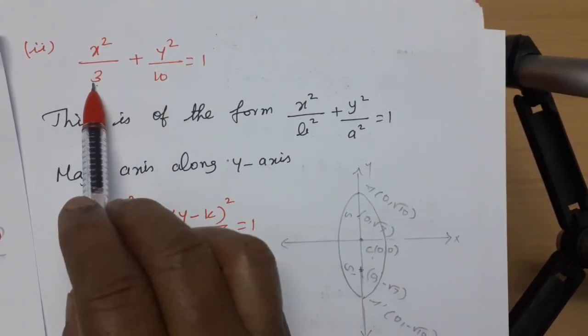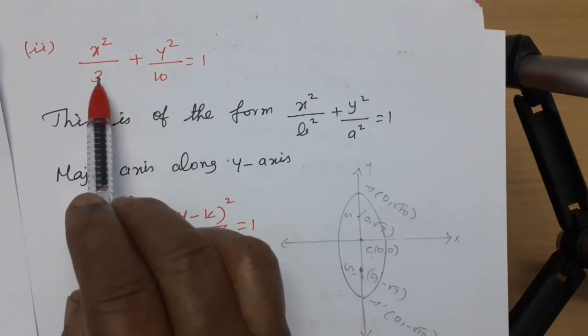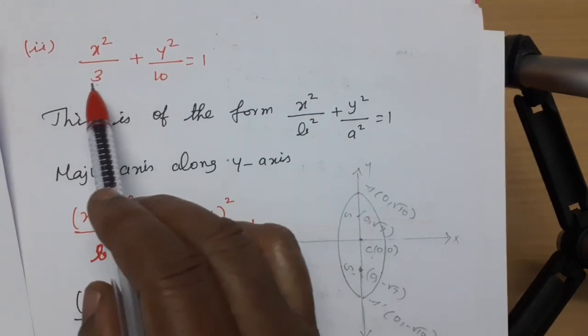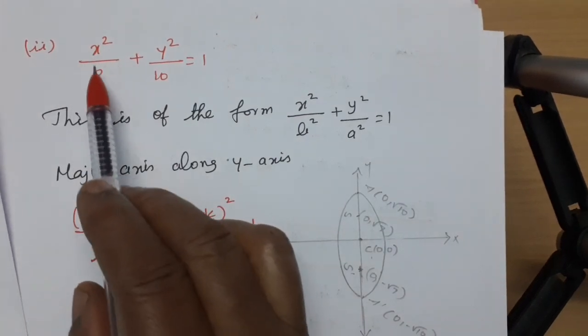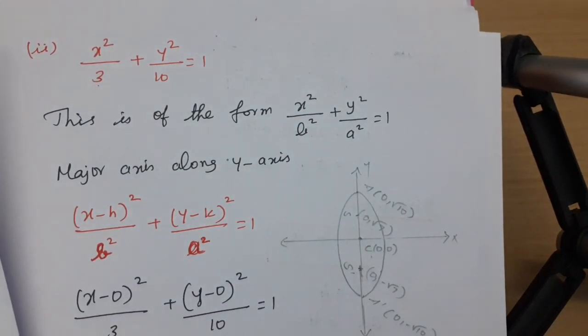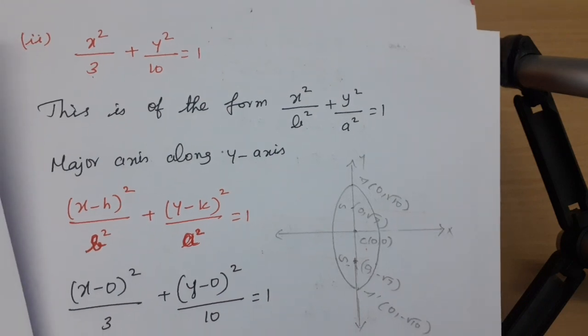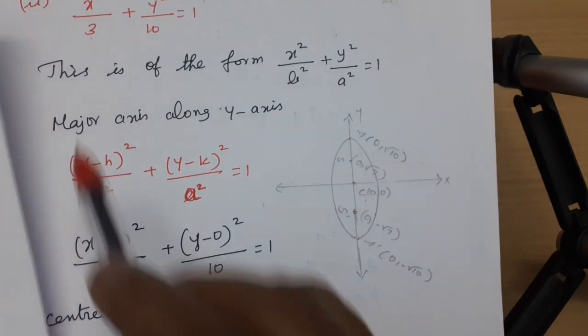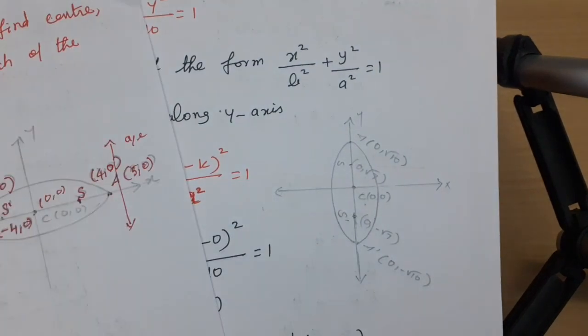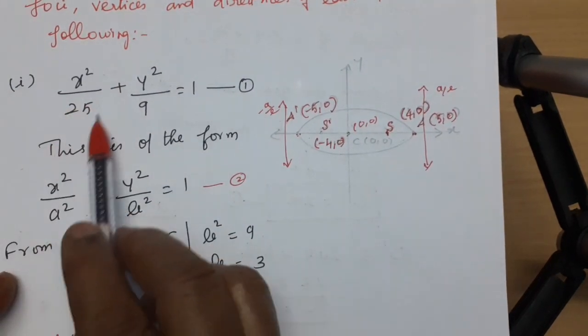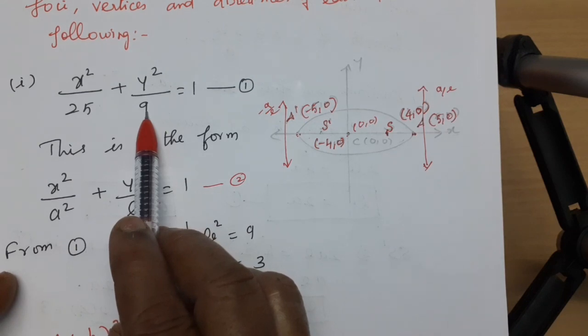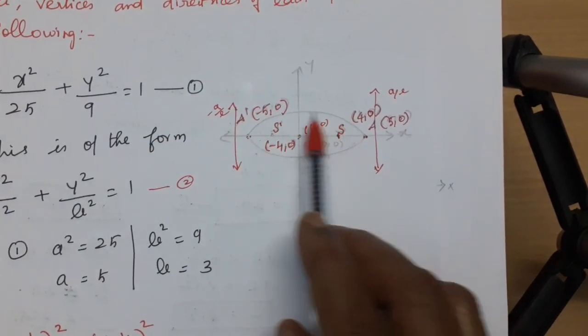Comparing the denominator of x square, this is b square. We rewrite as x square by b square and y square by a square. So the denominator value of x square is smallest, which means the major axis is along the y axis. See the question itself, you understand the major axis is either the x axis or the y axis. Comparing these two sums, x square by 25, the denominator of the x square is the biggest value compared with the y square denominator. So this axis is the major axis, the x axis.